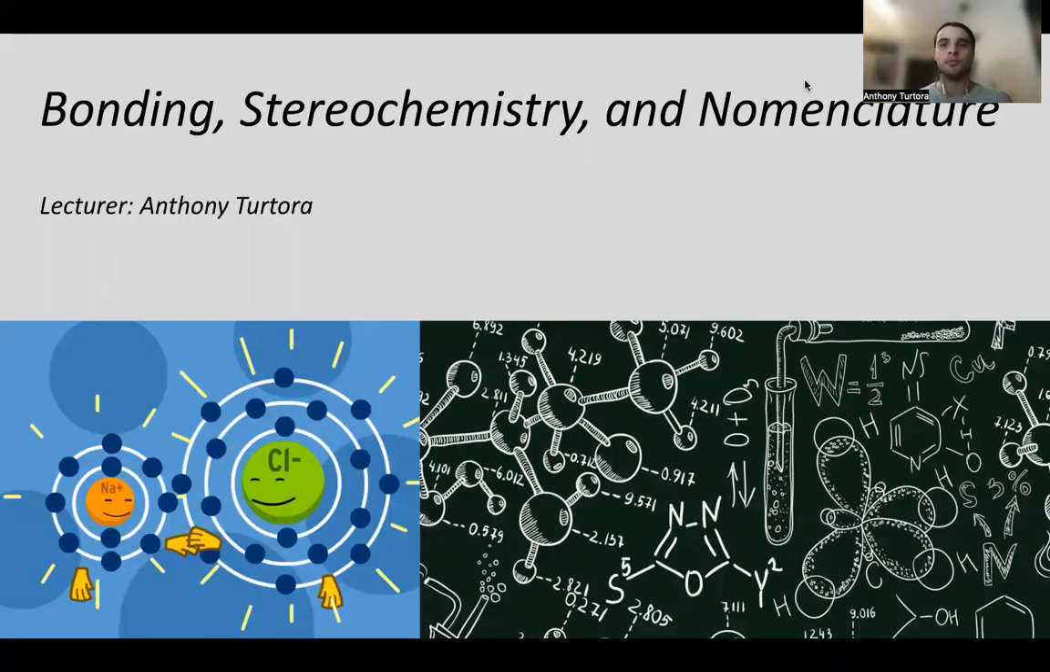Hello, everyone. Welcome to our week 7 lecture of our 15-week MCAT review course. This lecture will be about bonding, stereochemistry, and nomenclature. I have about 9 questions that we are going to discuss here and then talk about the content behind those questions.